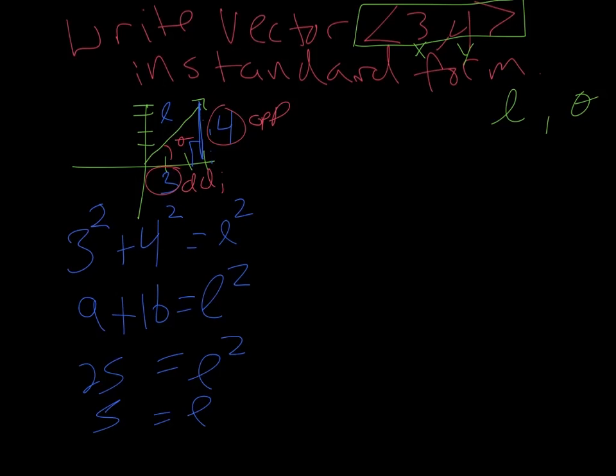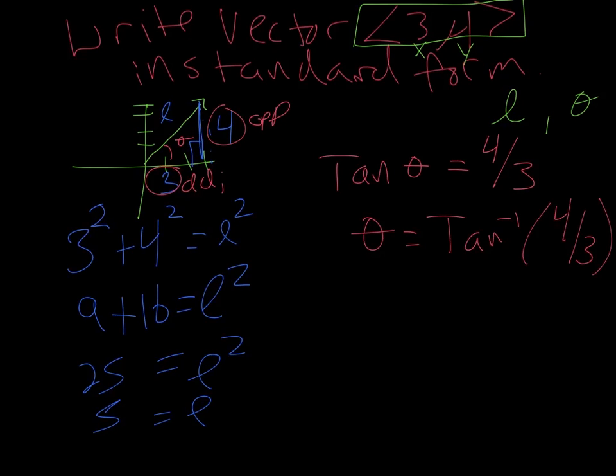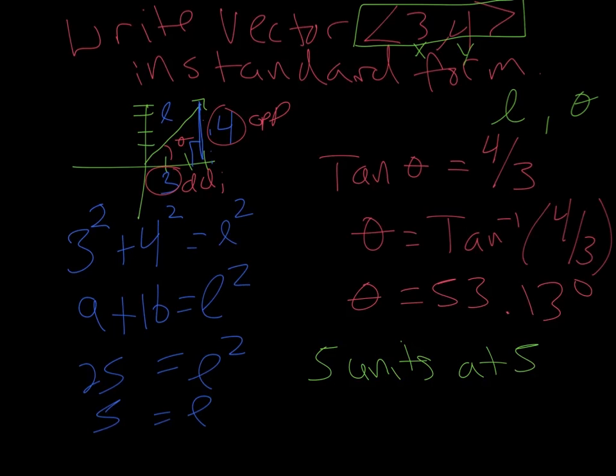So if I think about which trigonometric ratio uses opposite and adjacent, that would be tangent. So tangent of theta has to equal opposite over adjacent. So 4 over 3, which means that theta has to equal inverse tangent of 4/3. Which if I run in my calculator, I will get that theta has to equal 53.13 degrees, roughly. So in standard form, my vector is 5 units at 53.13 degrees.